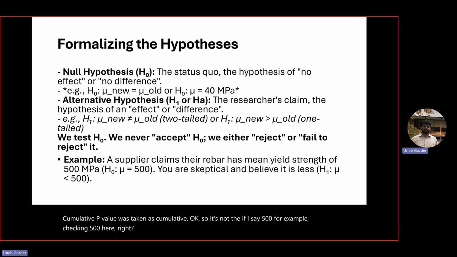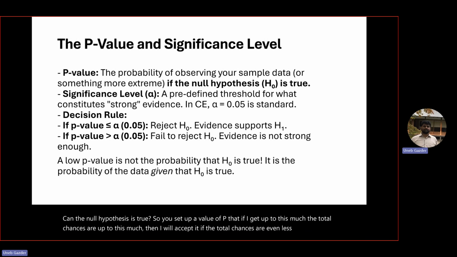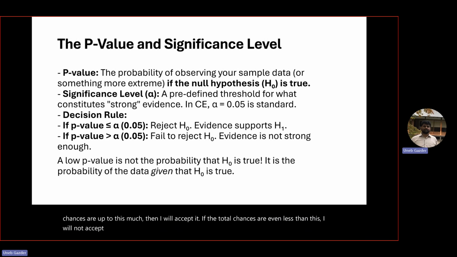Okay, so I will not check the probability of exactly having 500. I check the probability of having 500 or 500. So it's cumulative. The p value is always cumulative. If the null hypothesis is true, you set up a value of p so that if I get up to this much, the total chances are up to this much, then I will accept. If the total chances are even less than this, I will not accept. And this is what we call the significance level, the p value which you set.